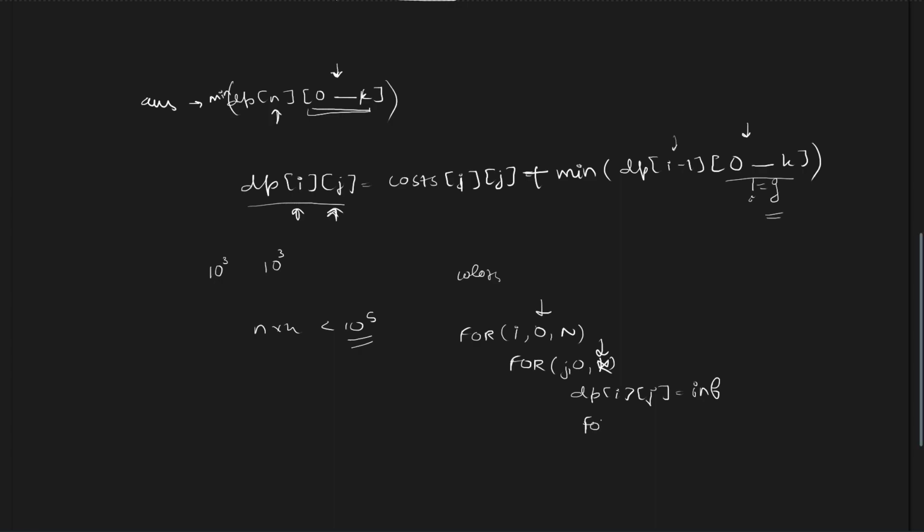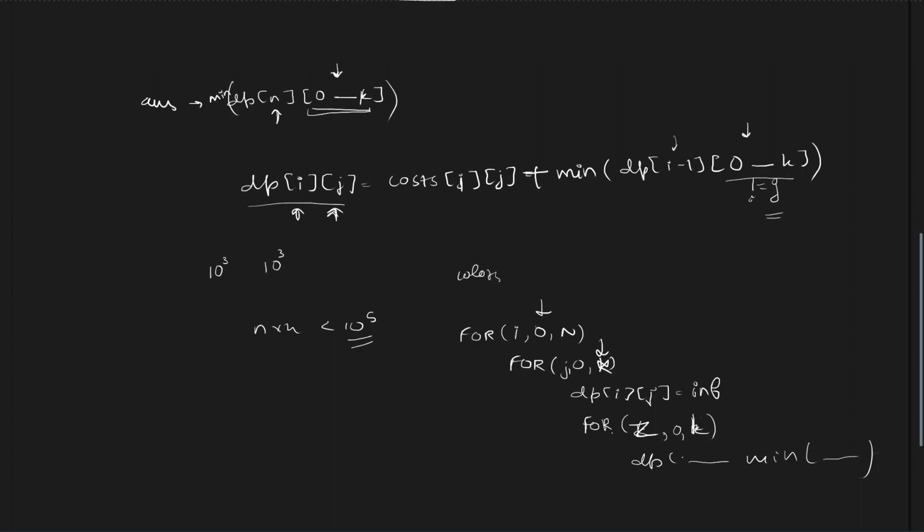So again I'll have to loop over k from 0, and after it I'll have to compute the dp and the minimum of something. So I'll have to use 3 loops here, which is not permissible. I believe that this will definitely give TLE. So what is an efficient solution to this?